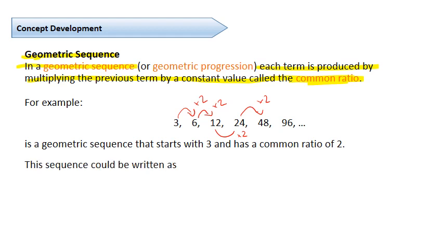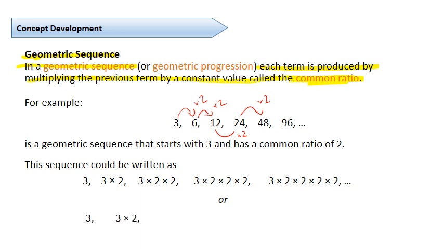The sequence can be written mathematically as 3, or 3 times 2, 3 times 2 times 2, 3 times 2 times 2 times 2, 3 times 2 times 2 times 2 times 2, or another way of writing this is using index notation. The first two terms would be the same, and then I get 3 times 2 squared, 3 times 2 to the power of 3, or 3 times 2 to the power of 4. On this slide, the highlighted sections are the notes that I would like you to take down. Please pause the video if you need to.